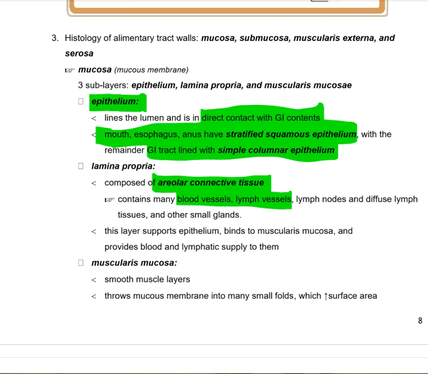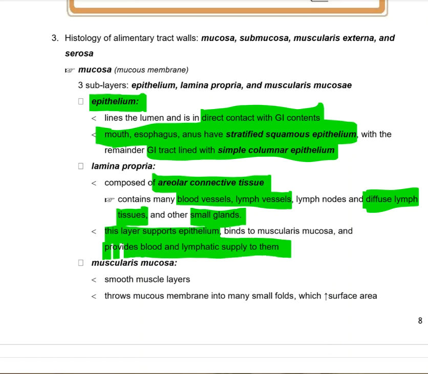It has lymph and blood. It has diffuse lymph tissue, some of which you'll see in lab slides, and other small glands. Some of those you'll see. This layer supports the epithelium, and it provides a blood supply, because remember, epithelium is avascular.